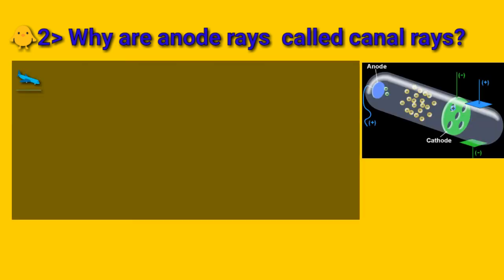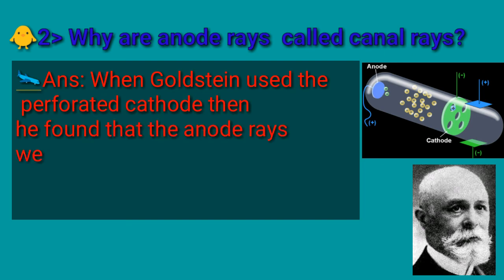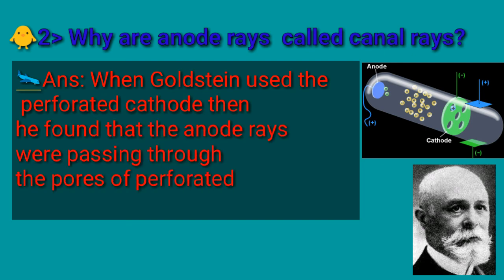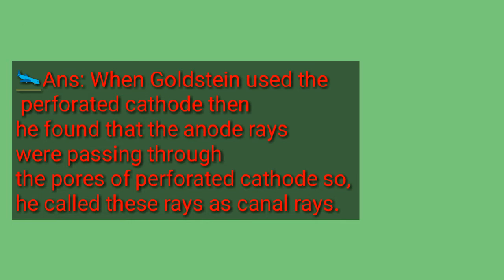Now number 2, why are anode rays called canal rays? Here is the answer: when Goldstein used a perforated cathode, he found that the anode rays were passing through the pores of the perforated cathode. So he called these rays canal rays.